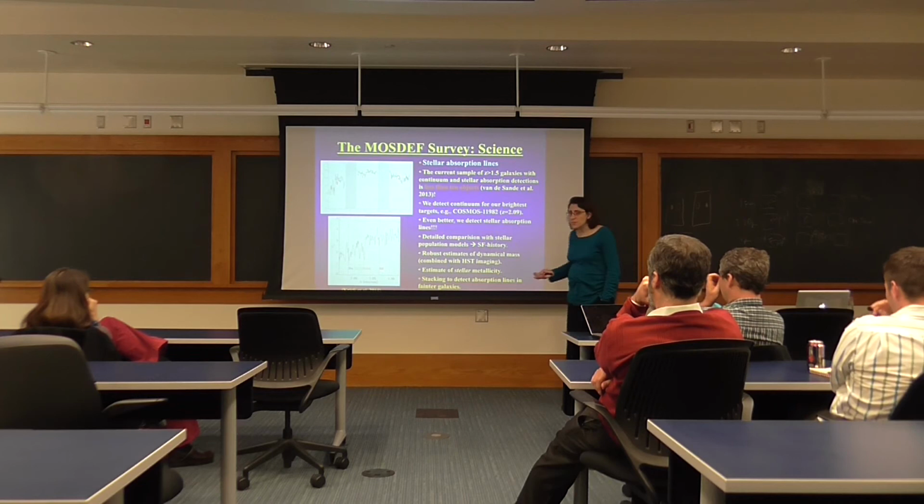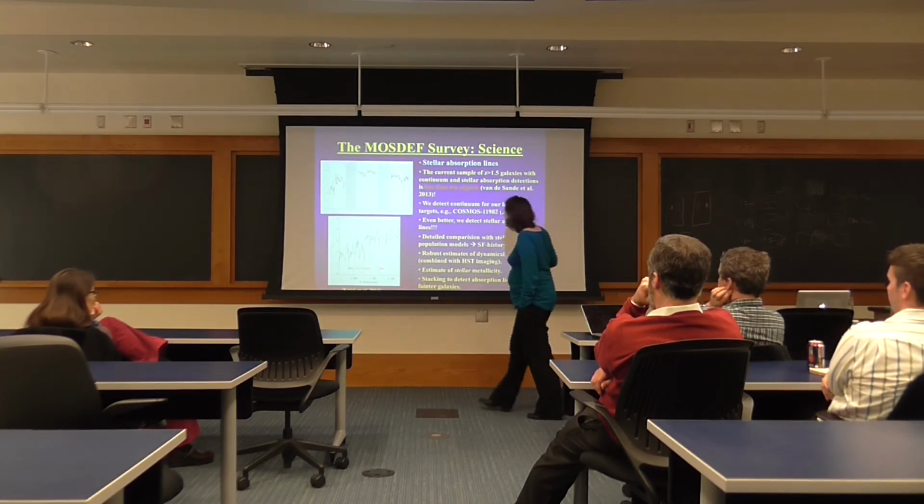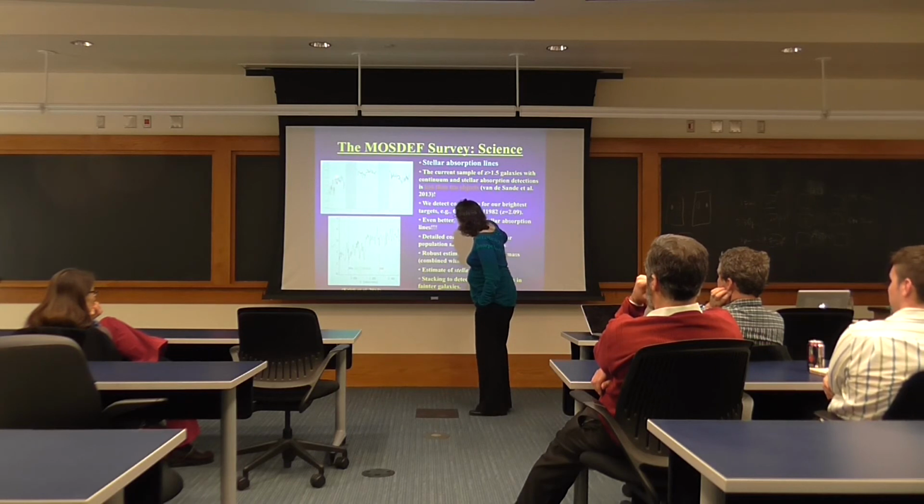Now we detect continuum for our brightest targets. For example, this object COSMOS 11982 at z of 2.09. So here's our J-band spectrum, our H-band spectrum, and our K-band spectrum.